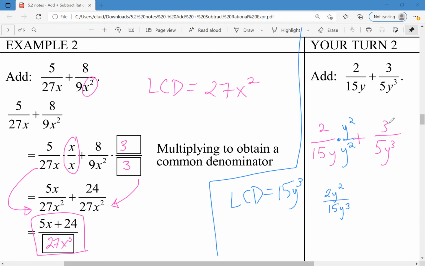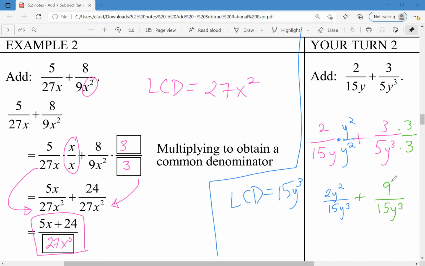Now for the second fraction, 3 over 5y to the third. We already have the y to the third. This time what's missing is we need a 15. So how do we change that 5 into a 15? Well, we would multiply the top and the bottom by 3, because 5 times 3 is 15. 5y to the third times 3 is 15y to the third. And then in the numerator, 3 times 3 is 9.